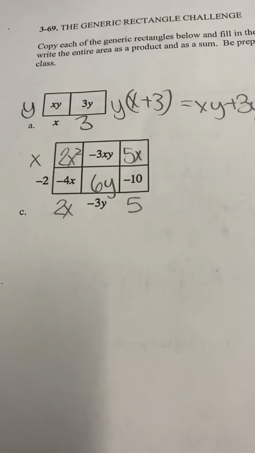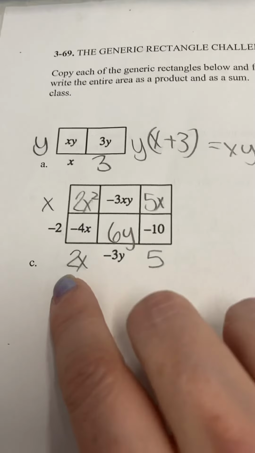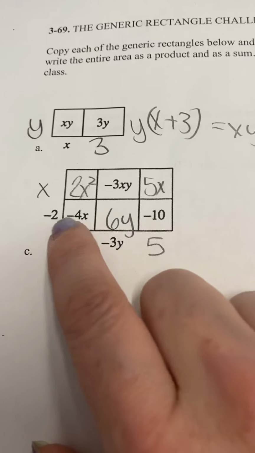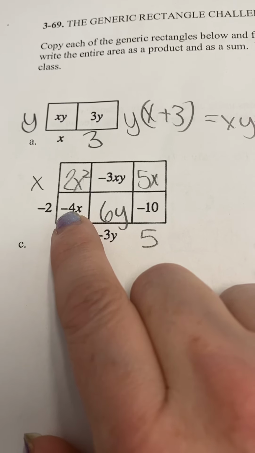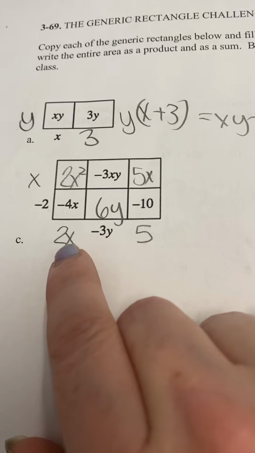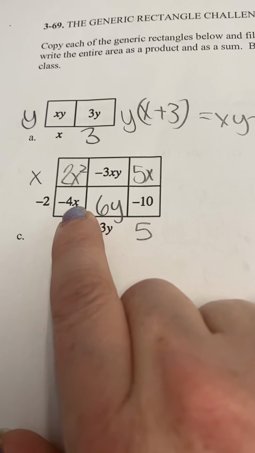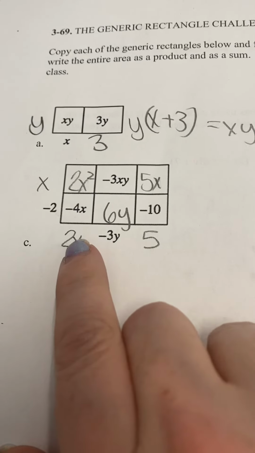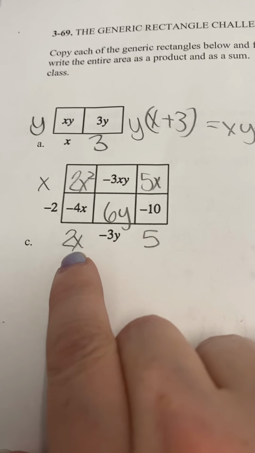For C, starting right here, negative 2 times what is going to make it a negative 4x? It's going to be a 2x. So 2x times negative 2x makes it a negative 4x. So you're just filling in the blank. So now you know this one.